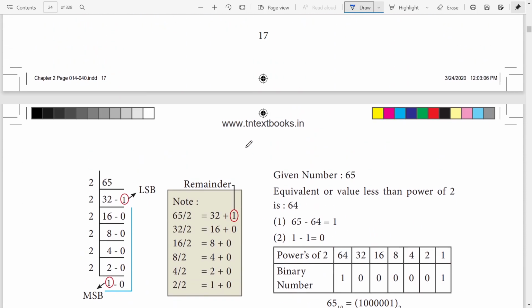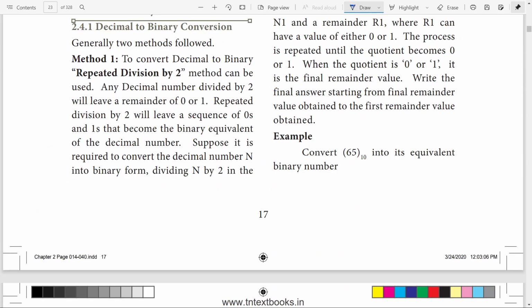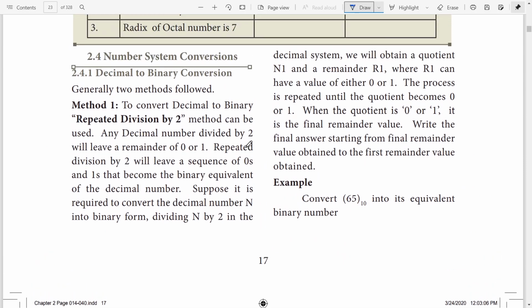So, number system conversion. We are going to convert decimal to binary. First method: to convert decimal to binary, use repeated division by 2. Binary means 2, so we are going to convert a decimal number by dividing it by 2. Any decimal number divided by 2 will leave the remainder 0 or 1. Repeated division will give you a sequence of zeros and ones that becomes the binary equivalent of the decimal.